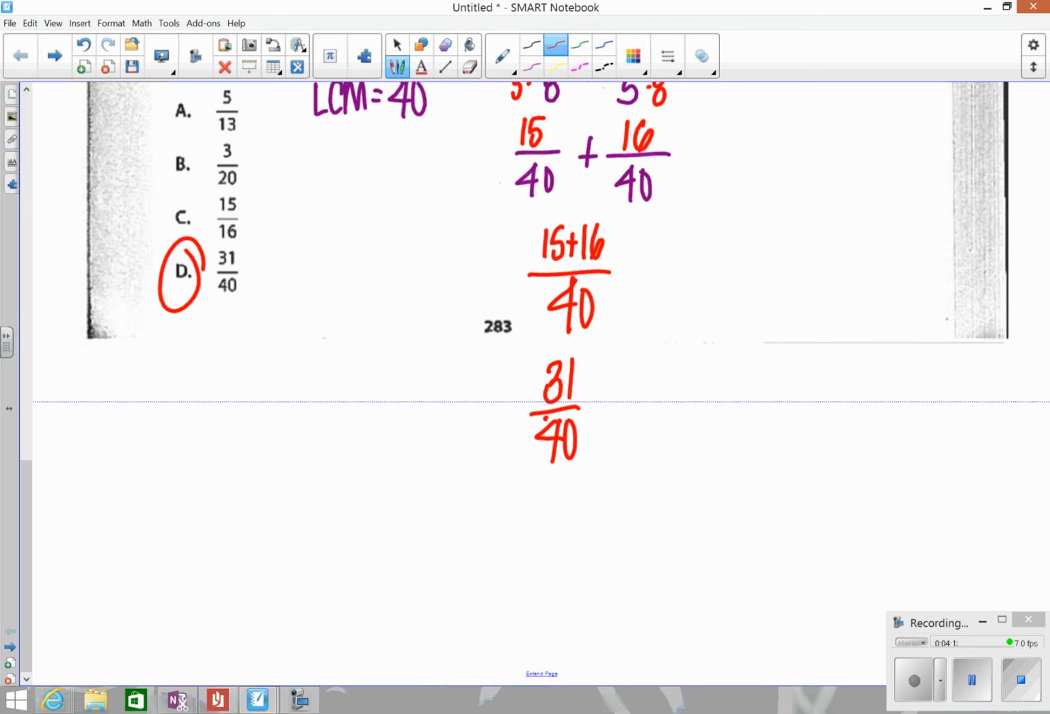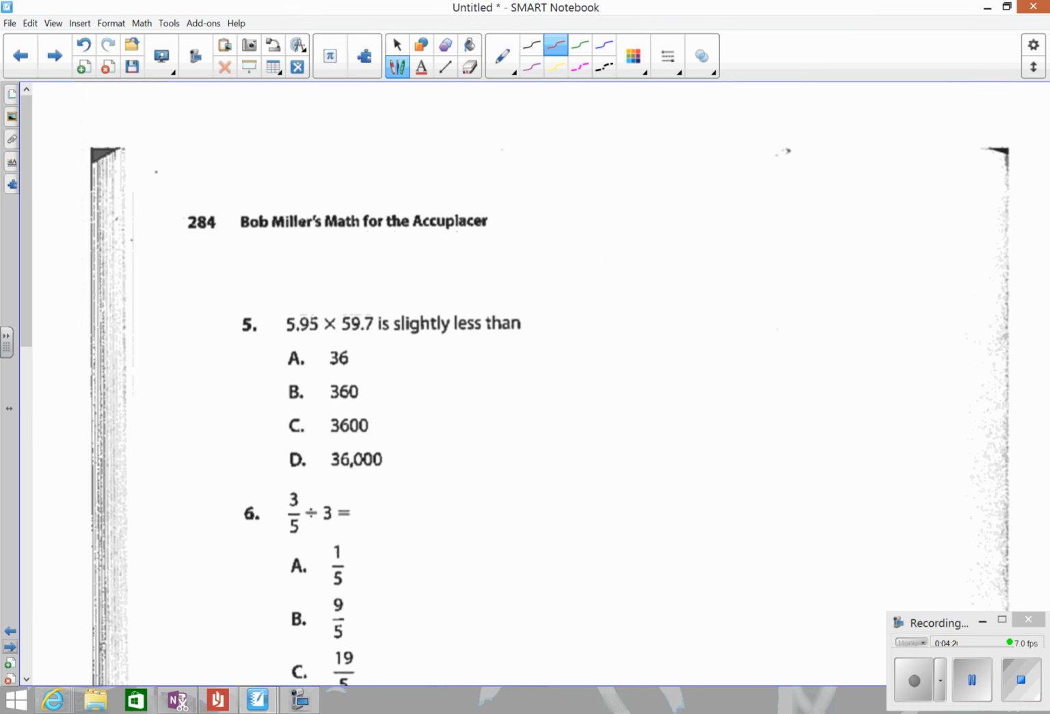So then looking at the next page, we want to estimate the product of 5.95 times 59.7, because it's saying it's slightly less than. The fact that it uses the word slightly tells me that they're estimating. So instead of using 5.95, let's think of that as 6. And then instead of using 59.7, let's just round that up to 60. So approximately what we're doing is 6 times 60.